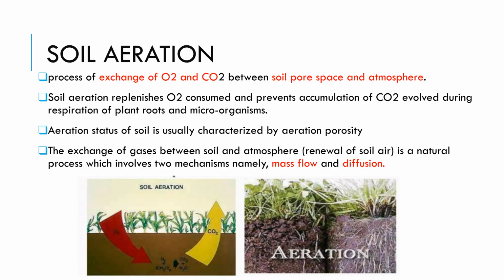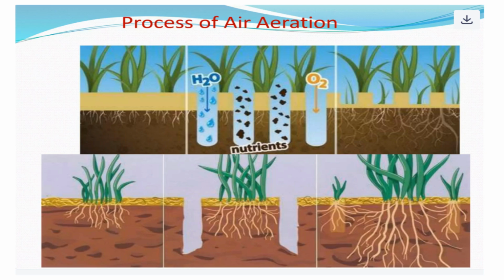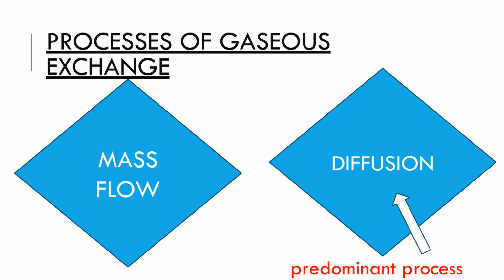Gas exchange is a natural process involving two mechanisms: mass flow and diffusion. Well-aerated soil contains sufficient oxygen for root and aerobic microbe respiration, allowing oxidation reactions to proceed at an optimum rate. This helps prevent oxygen deficiency and carbon dioxide toxicity in the soil air. This illustration shows how soil aeration helps in the movement of water and nutrients into the soil, promoting healthy root development. The two main processes of gaseous exchange are mass flow and diffusion. Diffusion is the predominant process for the renewal of soil air.